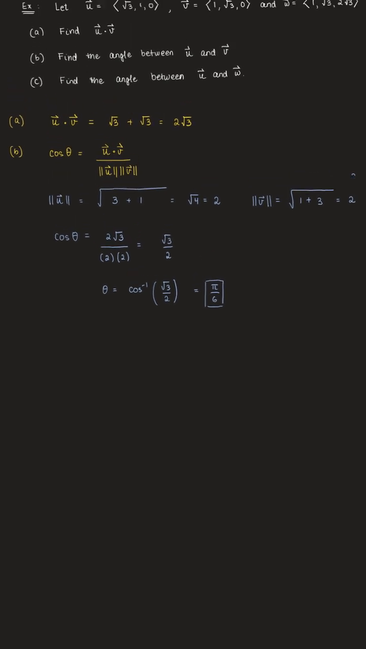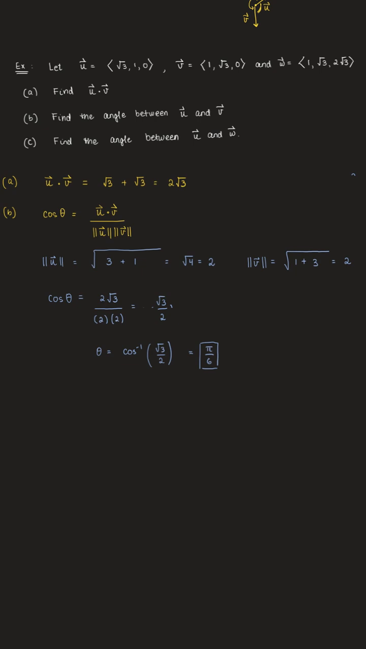Now, for the third part of this example, we want to find the angle between u and w. So we'll do a very similar approach. Let's do part C. We'll need the cosine of the angle between u and w, I'll call it theta again. We'll need the dot product of u and w divided by the magnitude of u times the magnitude of w.